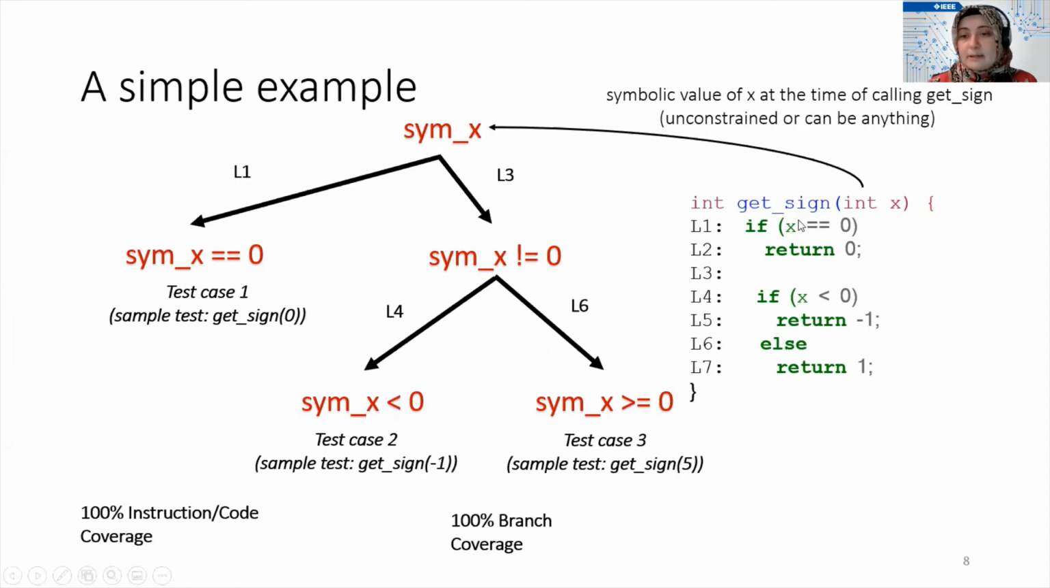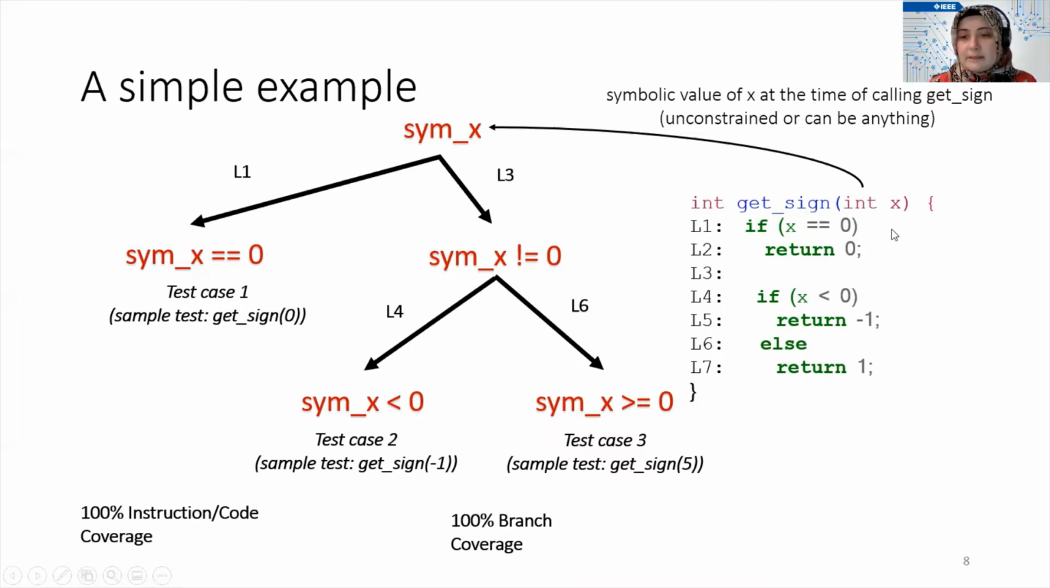If you do symbolic execution, on the other hand, then we're going to mark the input, which in this case is the variable x, as symbolic. And symbolic means it's unconstrained. We don't know what x is. So then we will start analyzing this code using symbolic execution.